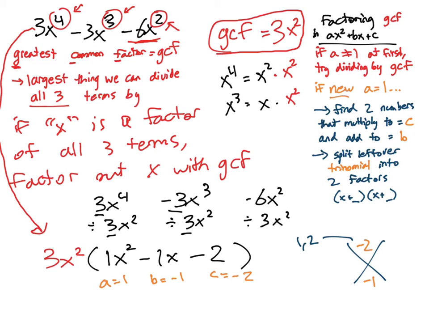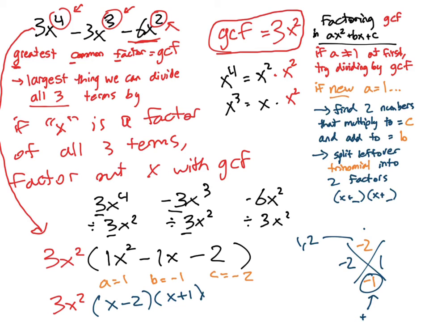If we're trying to add to get a negative 1 and multiply to get a negative 2, we need to use a positive number times a negative number. And since the answer we get when we're adding is negative, we need the negative factor to be a bigger number than the positive one. So the final factorization of this trinomial is 3x squared times x minus 2 times x plus 1.